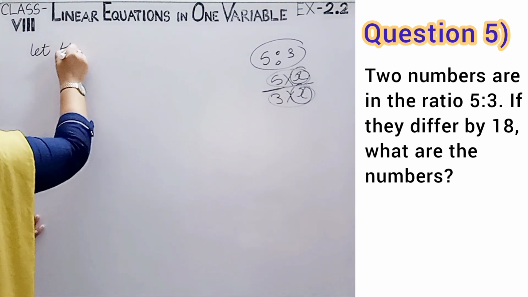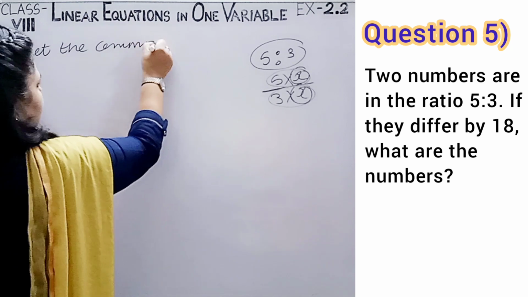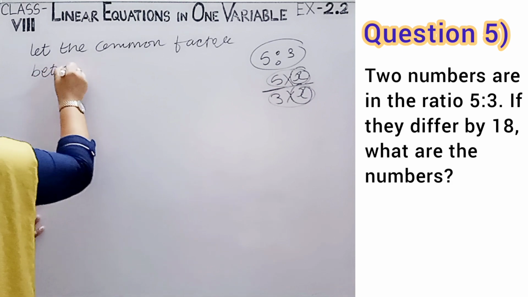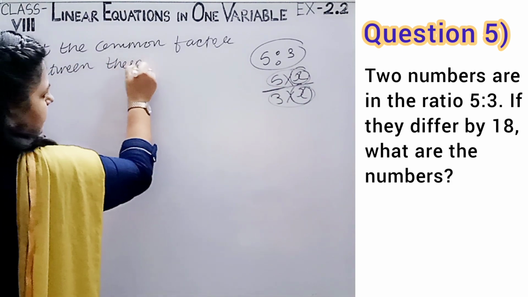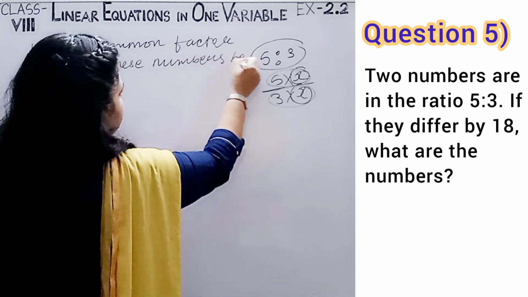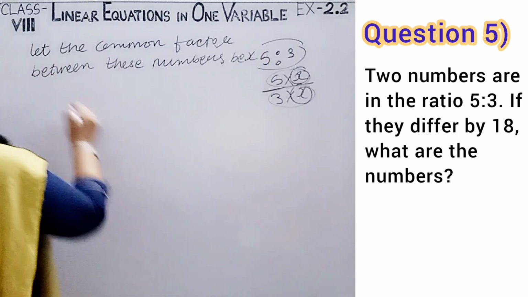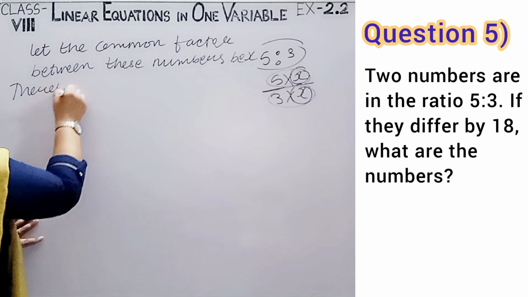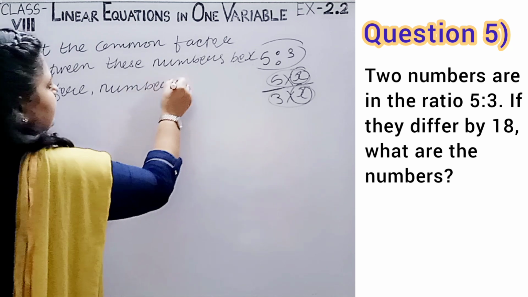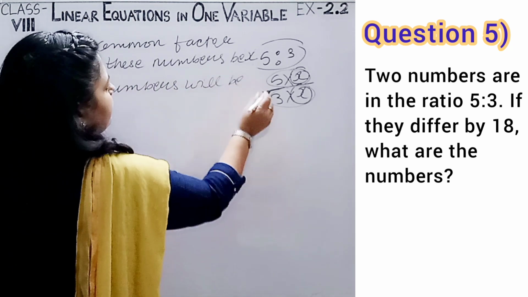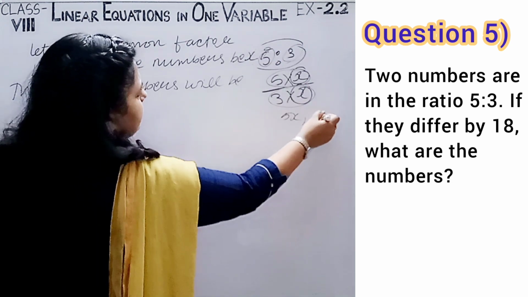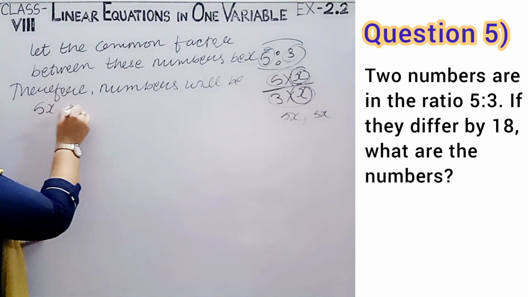So now let the common factor between these numbers be x. Therefore, the numbers will be, first one is 5, it means 5x. Second one is 3, it means 3x. 5x and 3x.